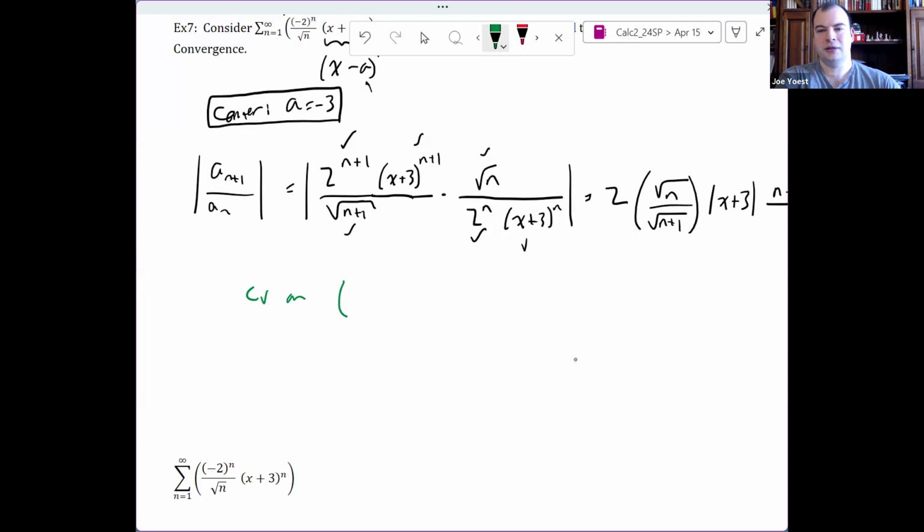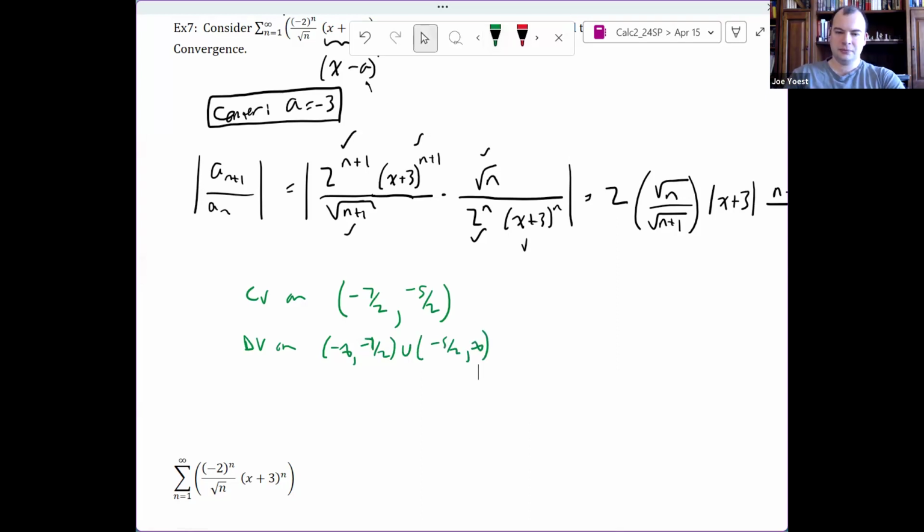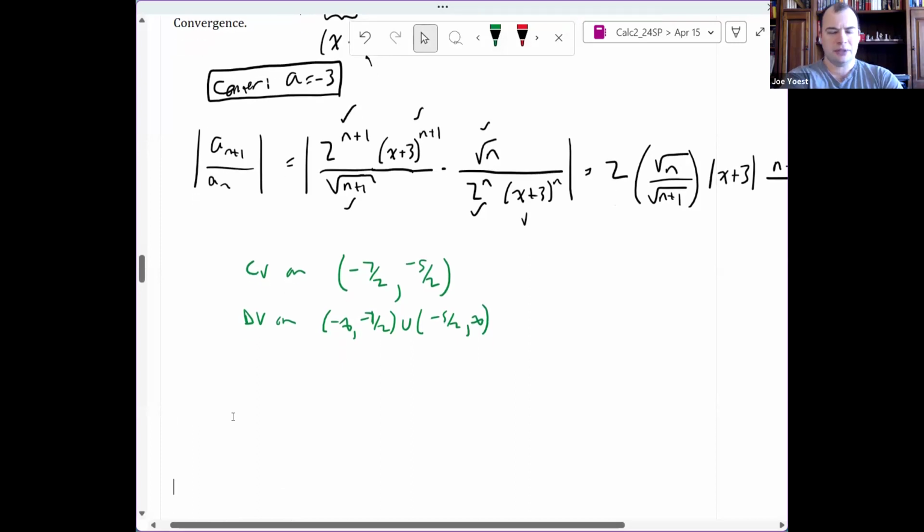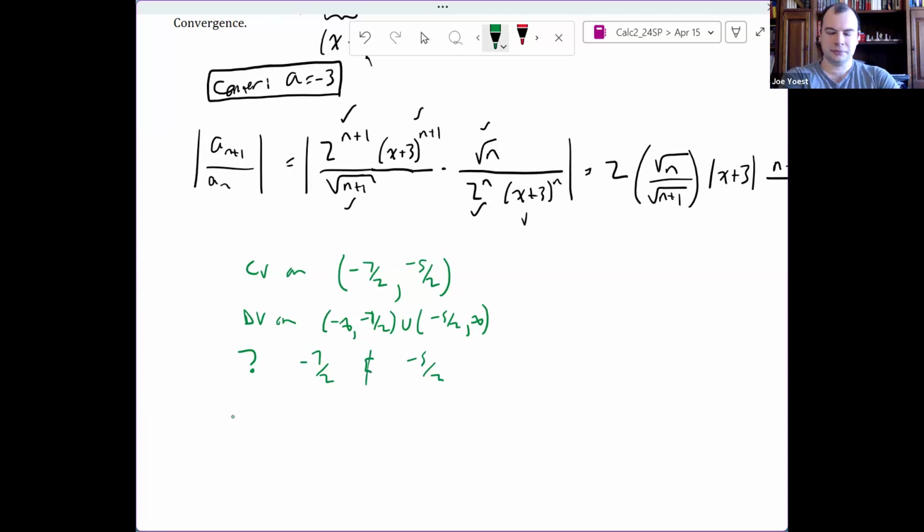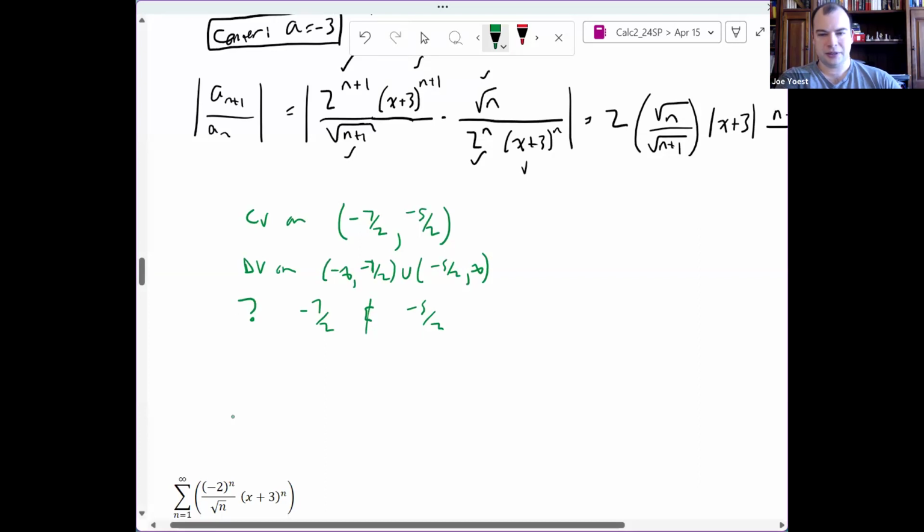I converge from -3 minus 1/2, that's -7/2, to -3 plus 1/2, that's -5/2. I diverge on the open complement, minus infinity to -7/2, union -5/2 to infinity. And I have to check my endpoints. Maybe instead of putting a comma, I'll put in 'and'. Let's check these two endpoints.